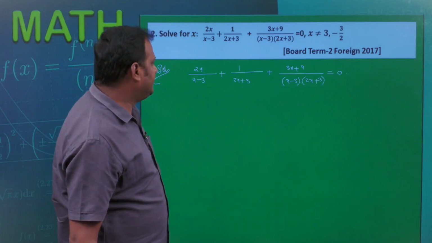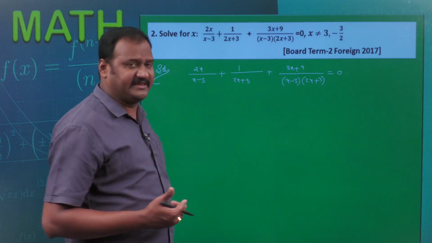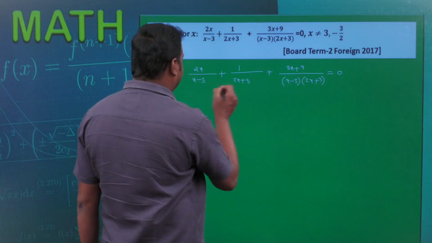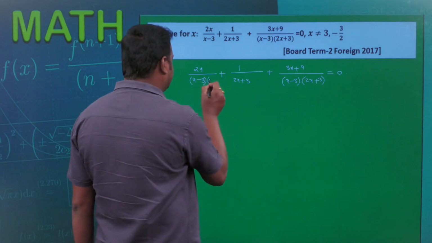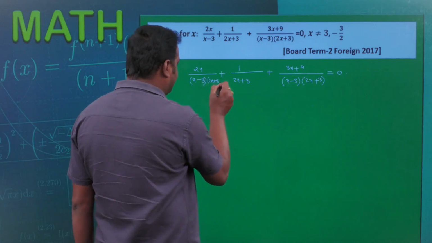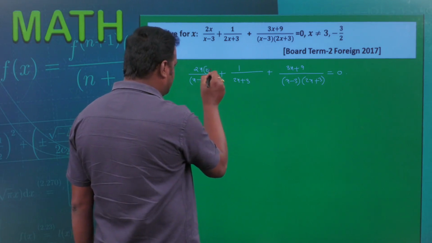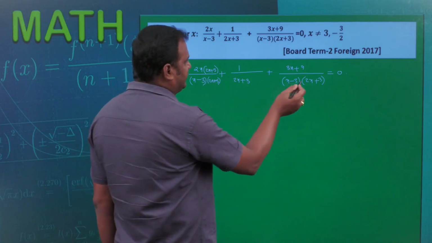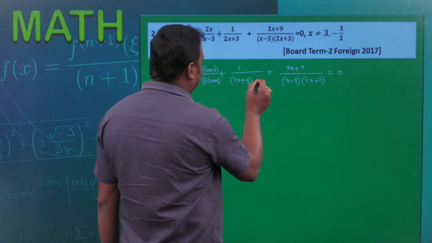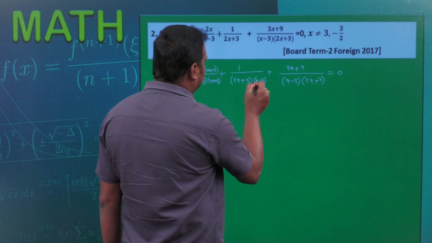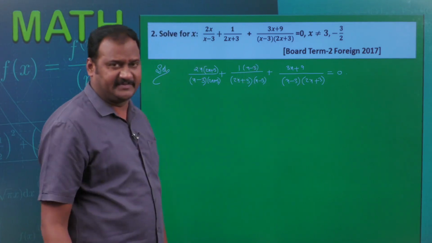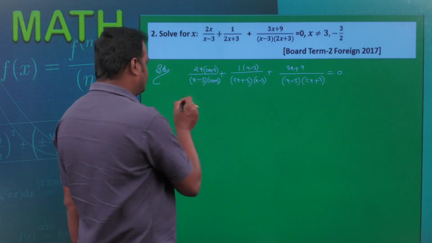So for that, we'll do one thing, we'll try to make the denominators equal. So this is x minus 3, 2x plus 3 is missing, so into 2x plus 3. So denominator 2x plus 3 means numerator also 2x plus 3. And here the denominator is 2x plus 3, x minus 3 is missing, so that into x minus 3. So the numerator is also into x minus 3. Now all the denominators are same. Directly we can add the numerators.